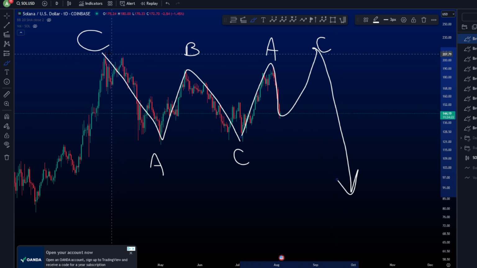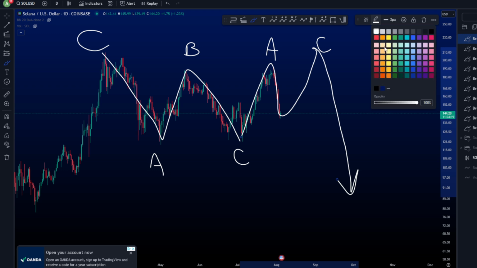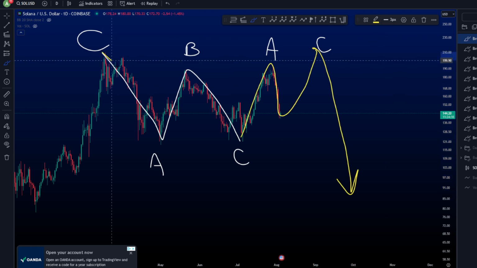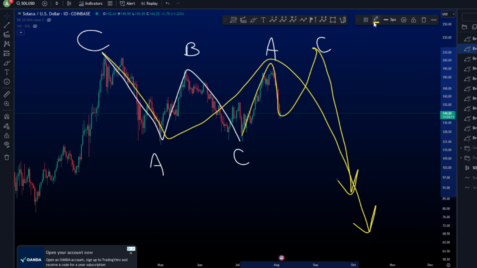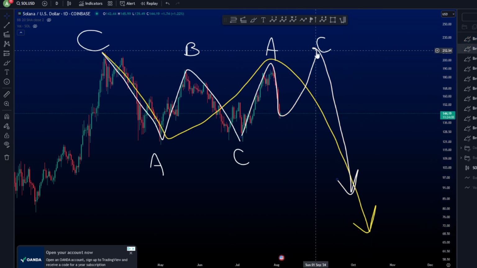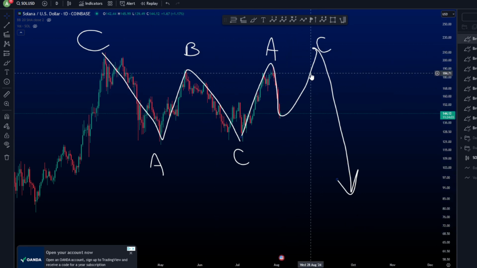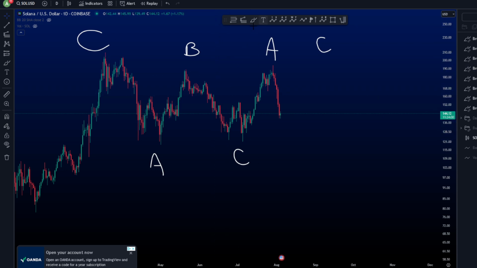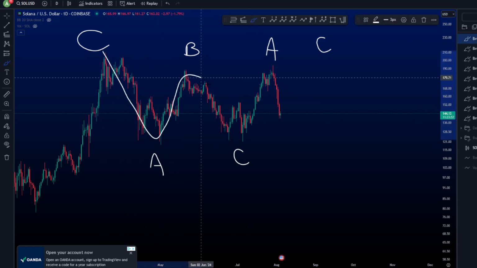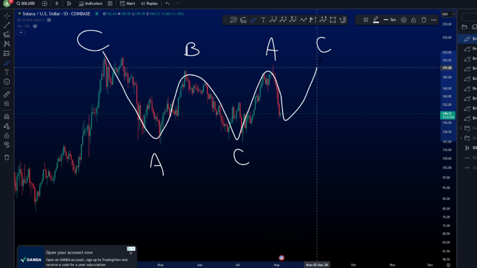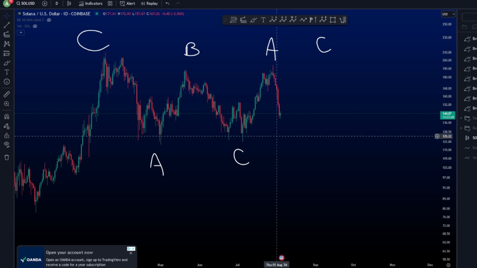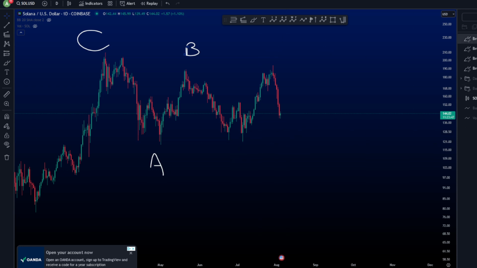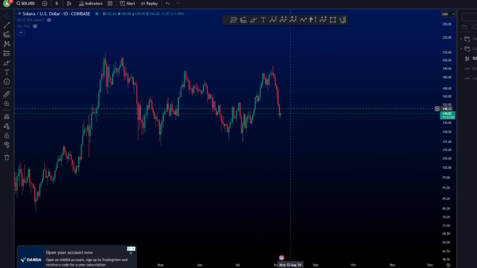Why I'm saying this? Because the end result of this is going to be an A, B, and a C, right? After finishing this C here, we're going to get a flat towards the downside, because we're going to have 1, 2, 3 for A, 1, 2, 3 for B, 1, 2, 3, 4, 5 for C. And therefore, this will turn our market to a very bearish market.